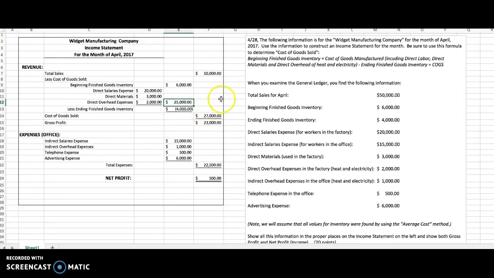So if you go back to the formula, beginning finished goods inventory, 6,000, plus the cost of goods manufactured, direct labor, direct materials, and direct overhead.